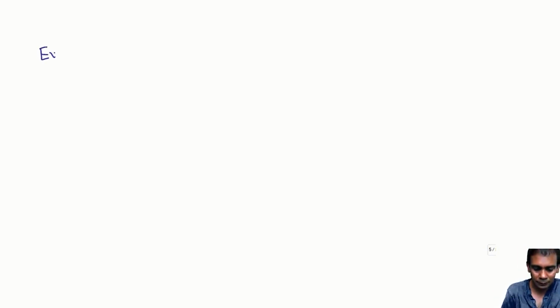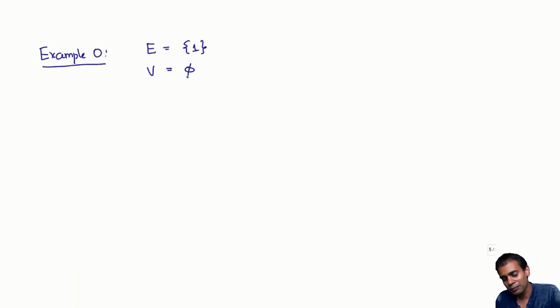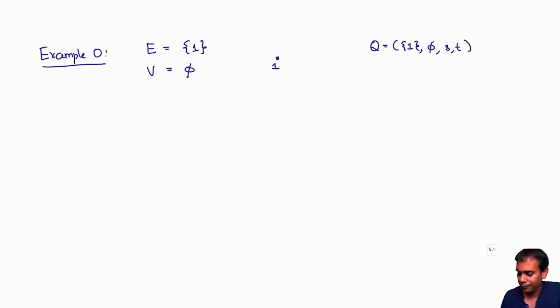So here's the simplest example. Maybe I'll call it example 0, where Q is the quiver where E is just a singleton set 1, and let's say V is the empty set. So I don't have to specify what S and T are because they are functions from the empty set. In this case, we will just represent it by a single point, which is 1, and there are no arrows at all. Then what is FQ? So what are the paths? There's only one path, which is epsilon 1.